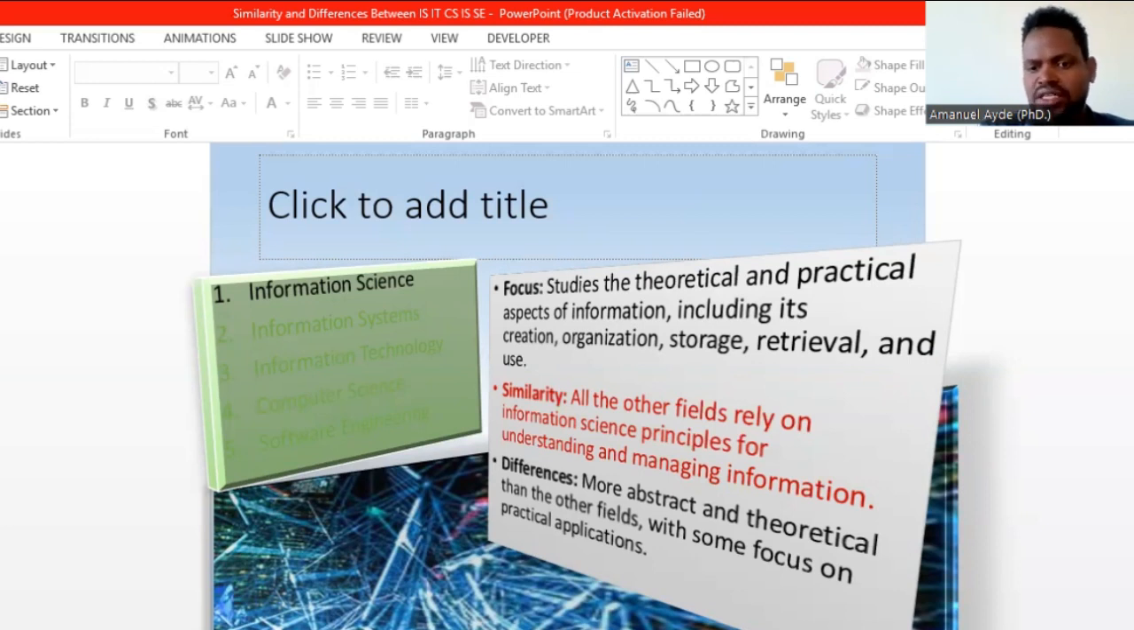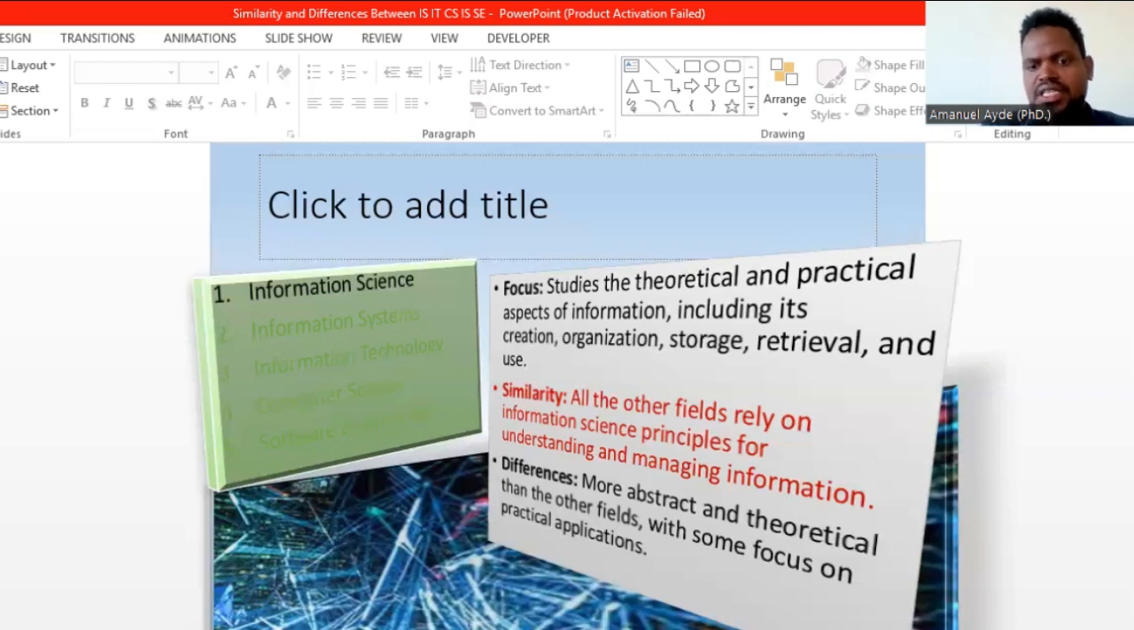The other point is the similarity. All the other fields, like computer science, IT, software engineering, and information systems, rely on information science principles for understanding and managing information. If there were no principles of information, the other subject areas might not have a basic understanding of managing information. Whether it is information technology, information system, or any other subject, the basic intention behind them is managing information.